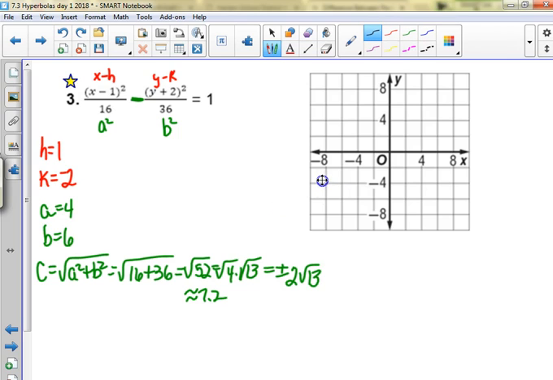All right. So how do I draw this? Where do I start? Center, yes. 1, negative 2. Good job. Positive 1, negative 2. Okay. Then what?